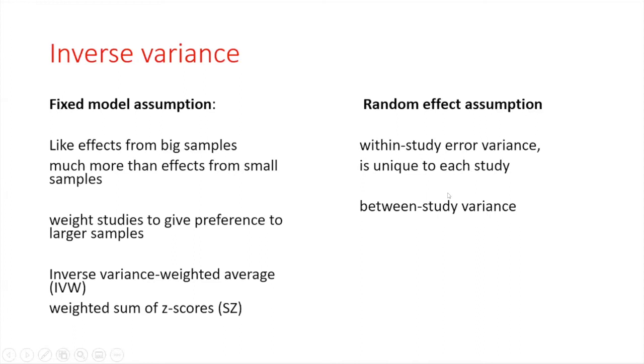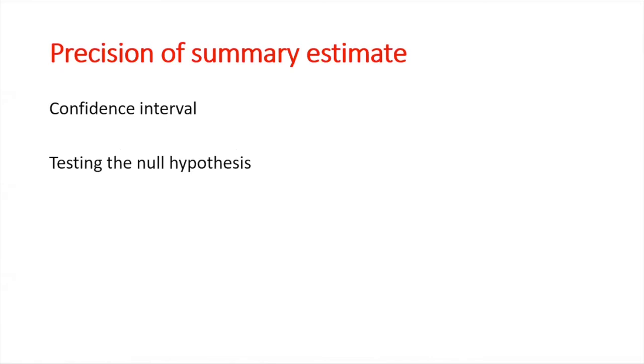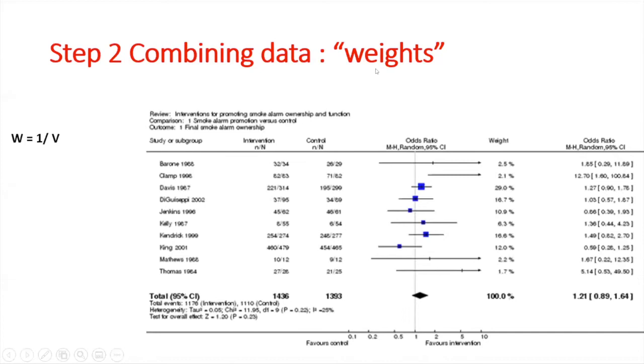We don't have to quantify that variation in a fixed effect model, because we assume that all the patients across all the studies are the same. And all we are going to use is inverse variance, okay? And then we give the precision of our summary estimate by using a confidence interval and testing it with a null hypothesis. So we get a p-value of our summary estimate as well. We assume that there is no difference and we quantify that. And then we combine the weights, inverse variance, and we present it.